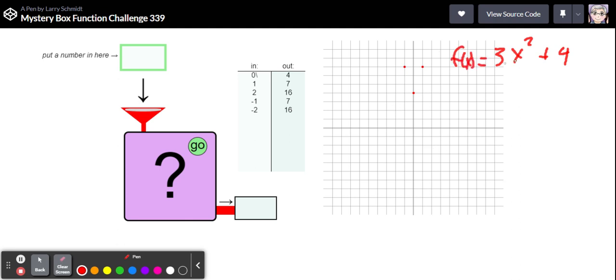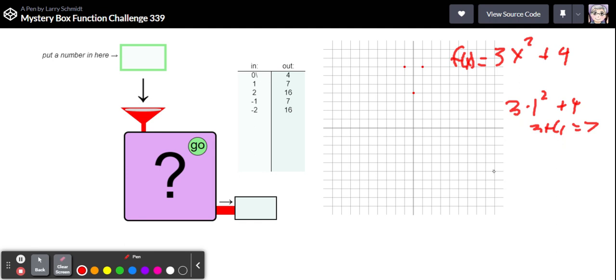So of course, if you put in a 0, this whole part becomes 0. You're just going to get 4. So the +4 is there. That makes sense. What about when we put in 1? So 3 times 1 squared plus 4. Well, 1 squared is just 1. 3 times 1 is 3. So 3 plus 4 equals 7. And that's what we're getting when we put in 1. It's also what we're getting when we put in -1. And that makes sense because when you square the -1, it becomes a +1.